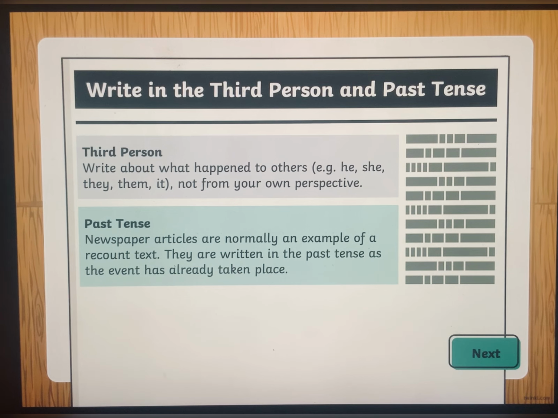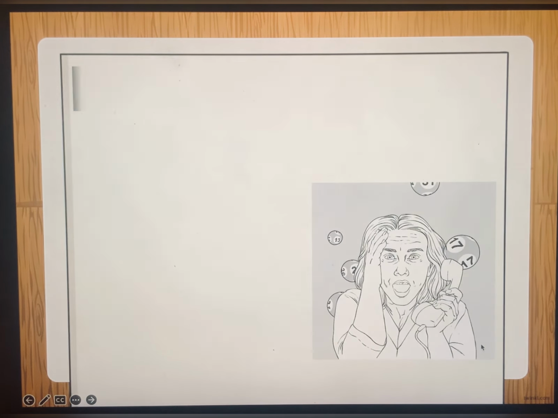Newspaper articles are normally an example of a recount text. They are written in the past tense as the event has already taken place, right? This is what I was trying to emphasize. The event has already taken place. We are writing a report of a thing which has already happened. Okay? So please bear this in mind. Third person and past tense.